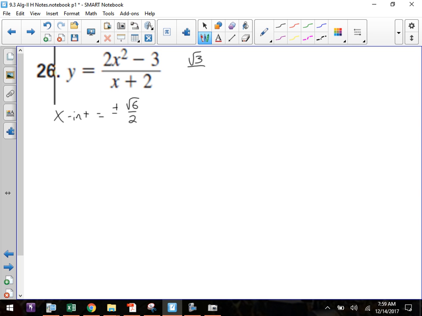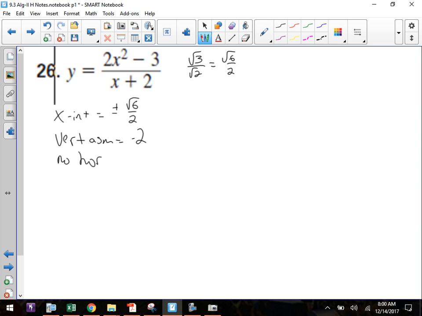So you get root 3 over root 2, which is root 6 over 2. Okay. Add 3 divided by 2, take the square root. So that gives you your asymptote, or sorry, your x-intercepts. Your vertical asymptotes are at -2. And then you have your horizontal. There's no horizontal.